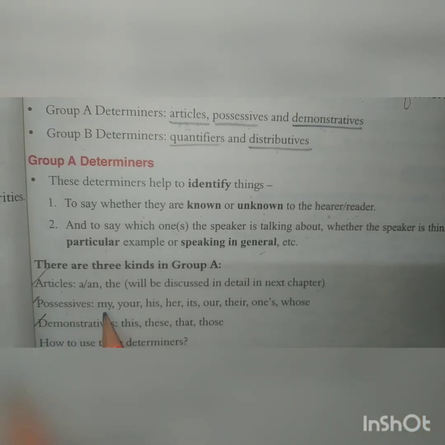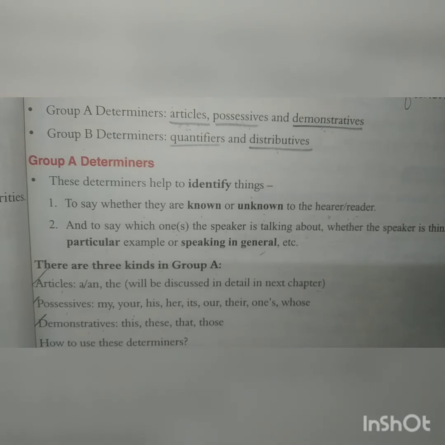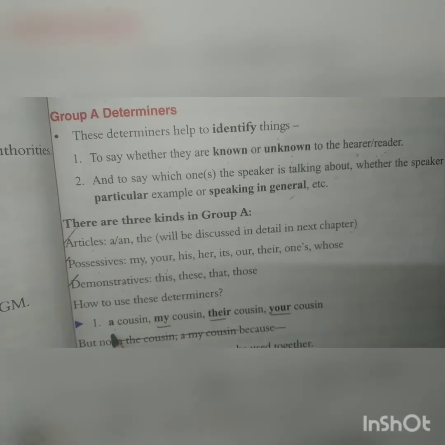Possessives. Possessives are my, your, his, her, its, our, their, one's and whose. Demonstratives, जिसमें हम किसी को demonstrate कर रहे हैं: this, these, that, those. These are demonstratives. How to use these determiners? Like we can say a cousin, my cousin, their cousin, your cousin.